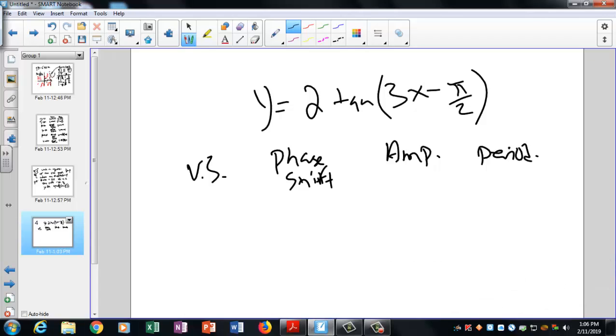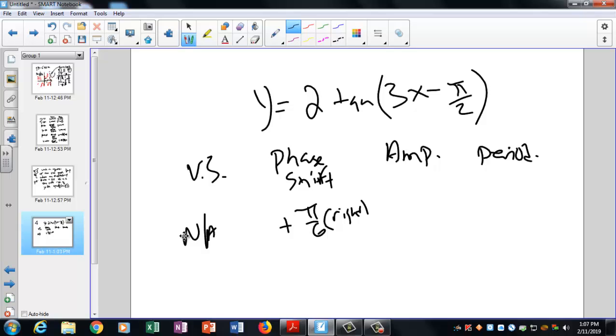What's the vertical shift? Doesn't have one. Vertical shift does not exist. Okay, not any. What's the phase shift? No. It's pi over 6. Now, you can say either pi over 6 or you can say pi over 6 to the right. Either way. Does that make sense?